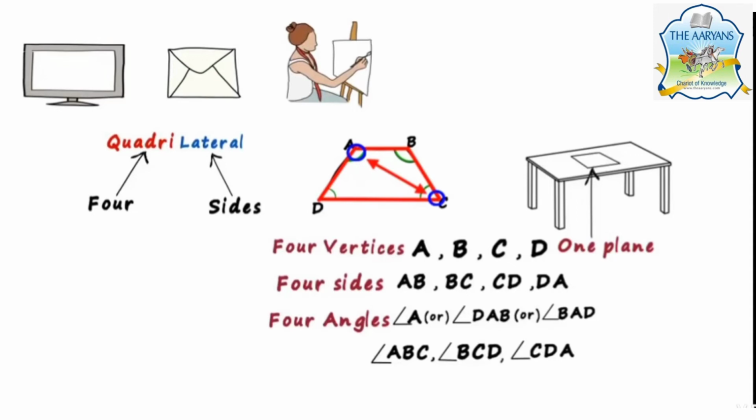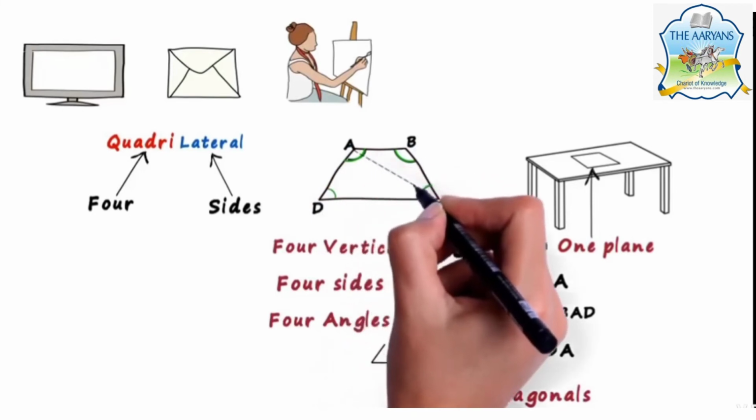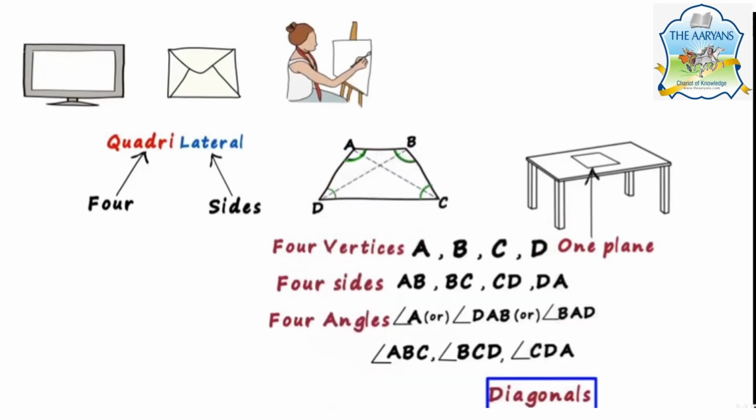and C are opposite to each other and vertices B and D are opposite to each other. The lines joining the opposite vertices are called the diagonals of the quadrilateral. So we can say a quadrilateral is having 2 diagonals. AC and BD are 2 diagonals, right?